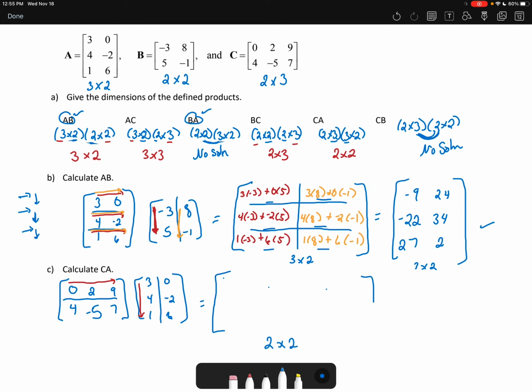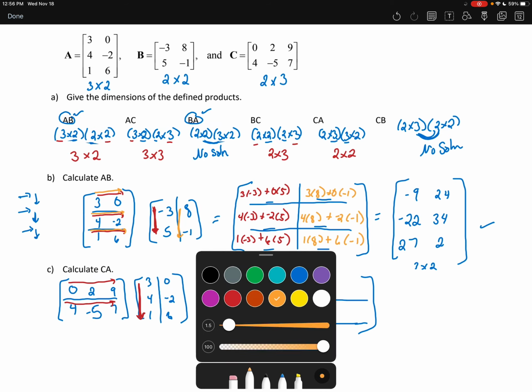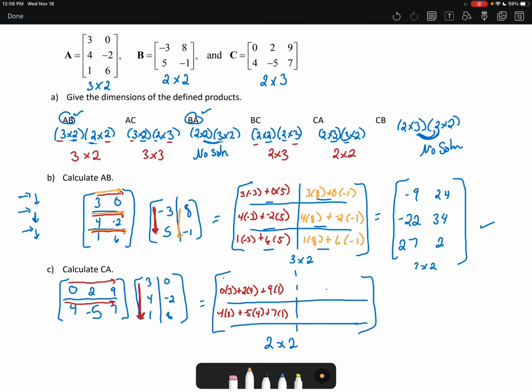Okay, so I want to take 0 times 3 plus 2 times 4 plus 9 times 1. Then drop down across the second row, still down that first column. 4 times 3 plus negative 5 times 4 plus 7 times 1. Now I've done both rows and I've exhausted that first column, so it's time to go back and do both rows again with the second column.